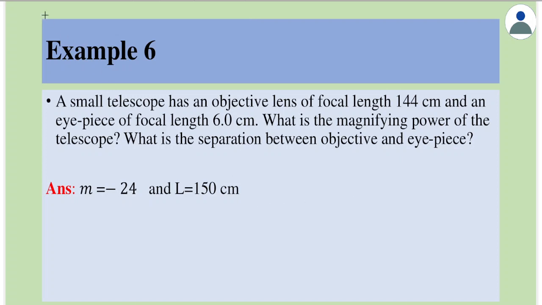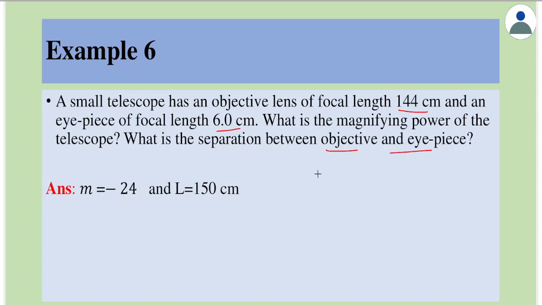Example 6 says a small telescope has an objective lens of focal length 144 centimeter and an eyepiece of focal length 6 centimeter. What is the magnifying power of the telescope? And what is the separation between the objective and the eyepiece?